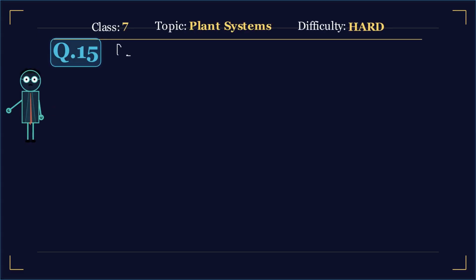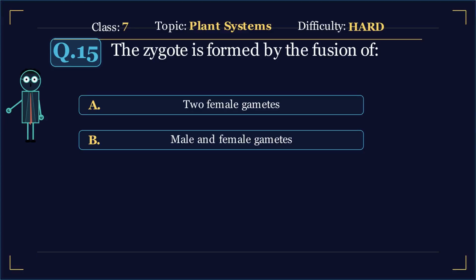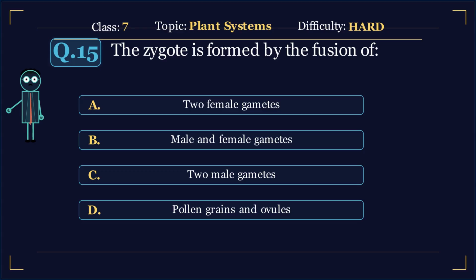Question 15. The zygote is formed by the fusion of: Option A, 2 female gametes. Option B, male and female gametes. Option C, 2 male gametes. Option D, pollen grains and ovules. The correct answer is option B.